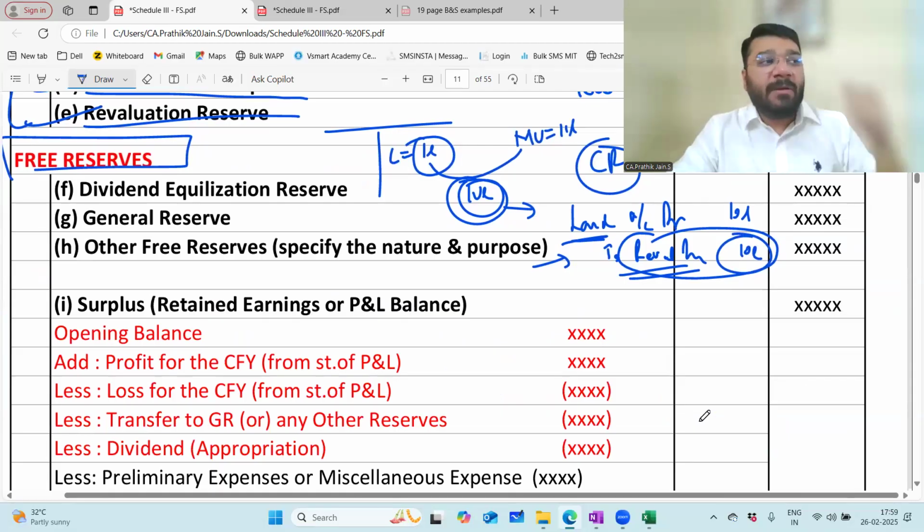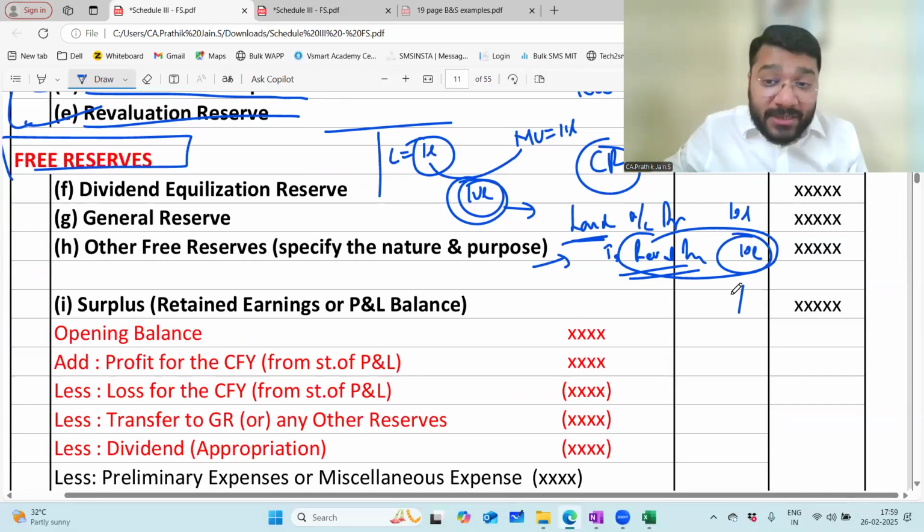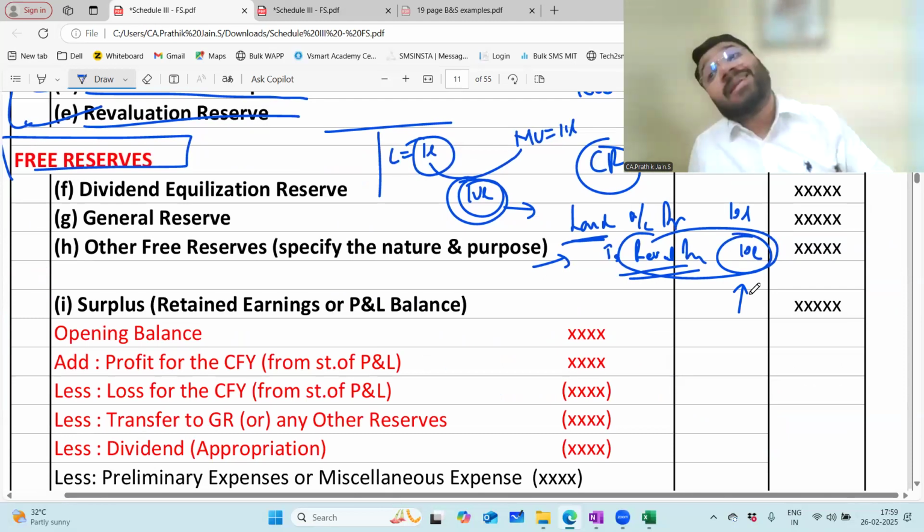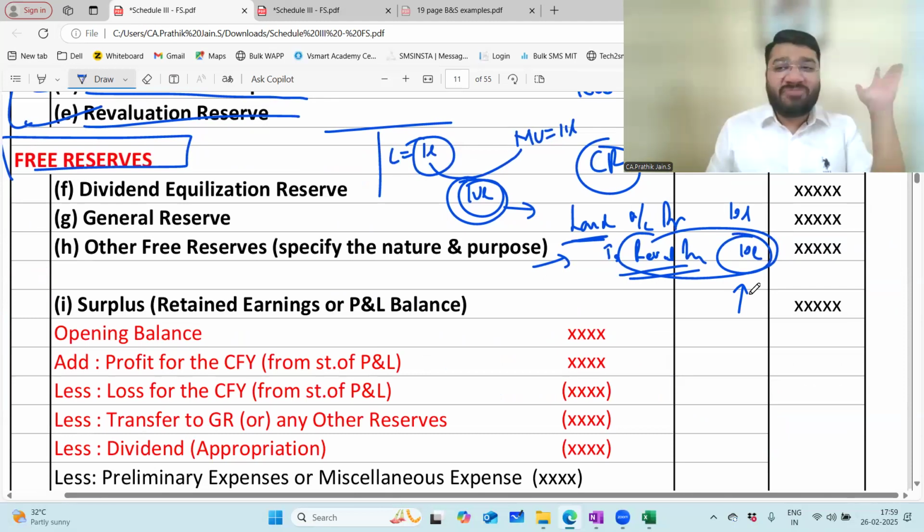No. We prepare the financial statement on accrual basis. Whether we receive the money or not, we record the income. So here, even though this is not realized, on the basis of the accrual concept, why can't we record this in the P&L? It has happened over a period of years.